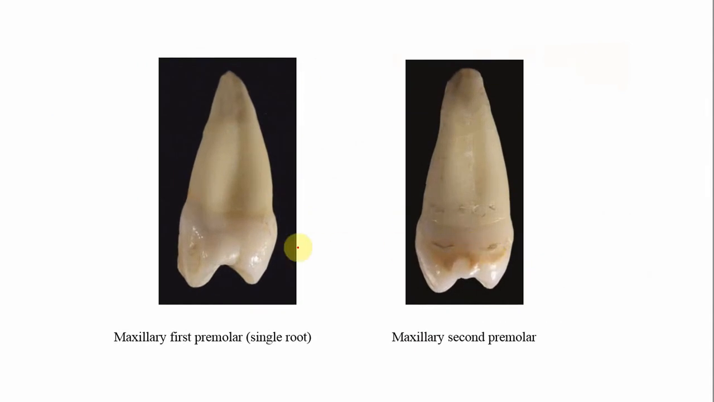Here you can notice the difference between the maxillary first premolar and the maxillary second premolar, the single root type. The crown is smooth and convex in the case of the maxillary second premolar, while here there is the mesial developmental depression. And there is a deep developmental depression and a groove extending across almost the entire length of the single root, while here there is a shallow depression extending across the root surface.